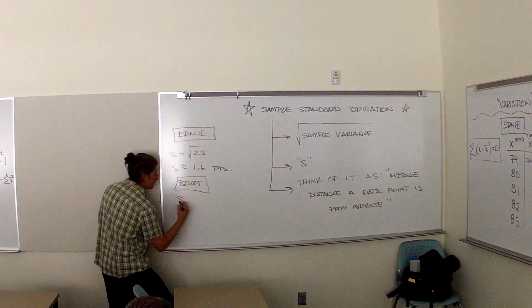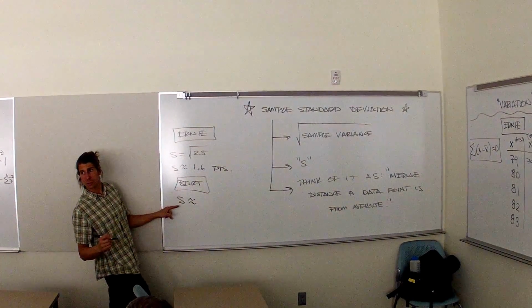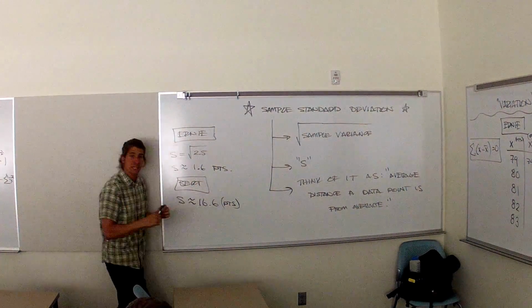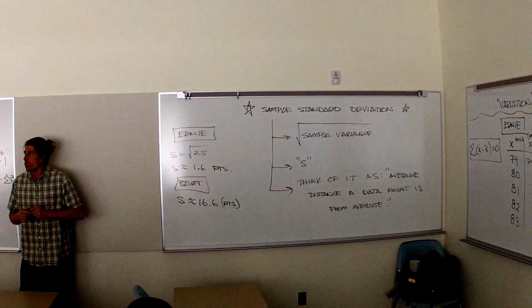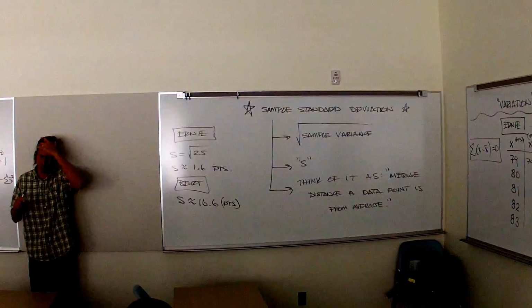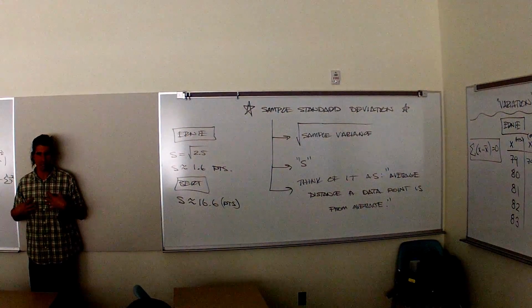Bert has a sample standard deviation of about, I should do squiggles. Is it cool if I do squiggles? Yeah. 16.6 points? 16.6 points? Yeah. So, tell me that in a sentence. What does that mean? Yes, his sample standard deviation is 16.6 points. So use that in a sentence to tell me what that means.